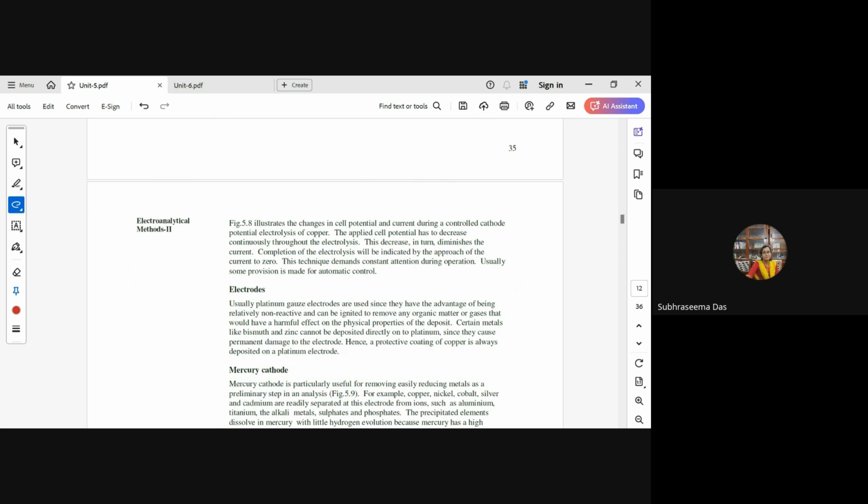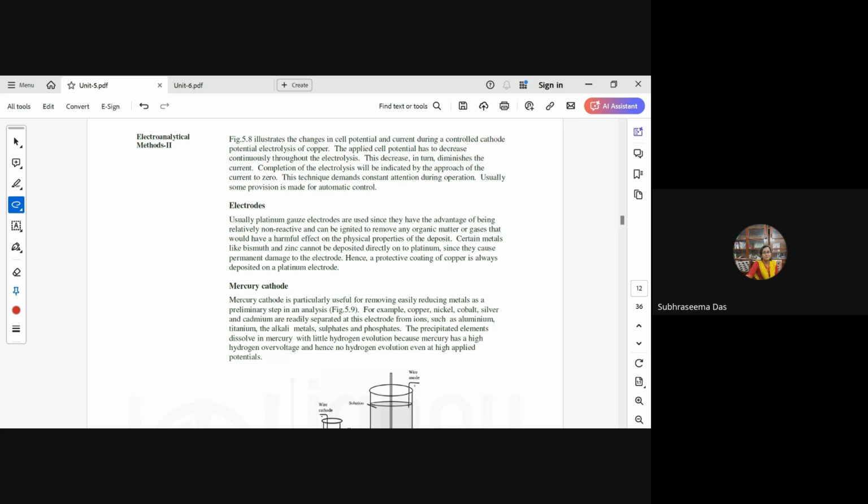Certain metals like bismuth and zinc cannot be deposited directly on platinum, since they cause permanent damage to the electrode. That is why a thin coating of copper is always deposited on the platinum electrode to prevent its further degradation. It serves as a protection barrier to the platinum gauze electrodes. Hence, a thin protective coating of copper is always deposited on the platinum electrode employed for this electrogravimetry process.